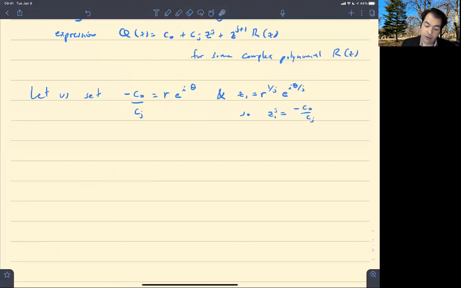Now if you've seen polar coordinates in complex numbers, then you know exactly what I'm doing. If you haven't, then just accept that I can find a Z1, some complex number, so that when you raise it to the jth power, you get this complex number. In the complex numbers, you know that I can take square roots. Well, I can take jth roots as well. And this is just one particular jth root of this complex number.